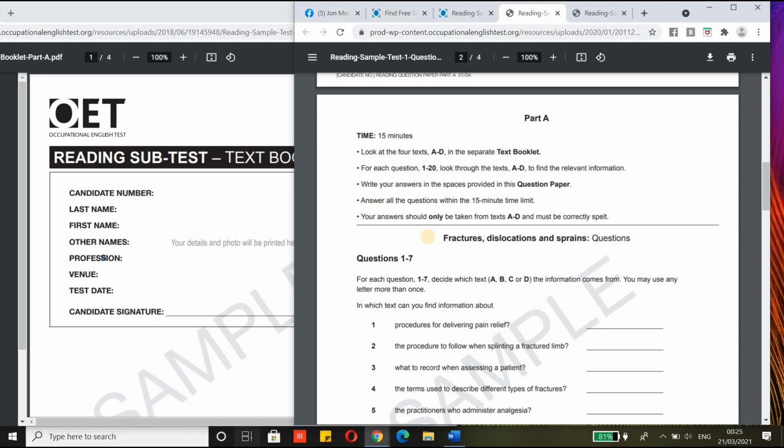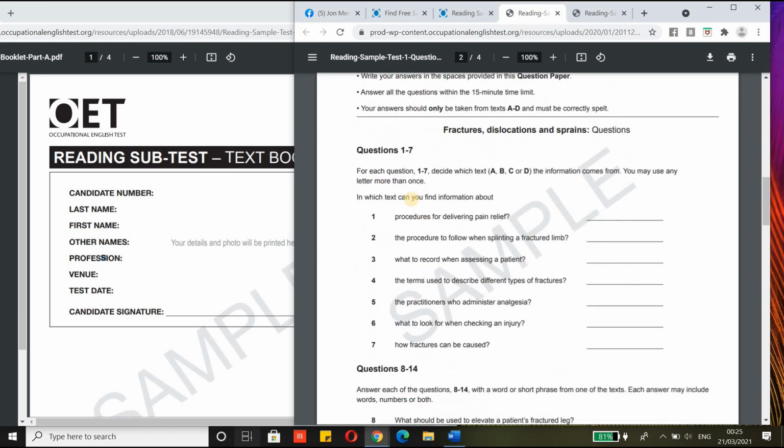As we can see, we have fractures, dislocations, and sprains as the topic, and we have questions 1 to 7. For each question 1 to 7, decide which text, A, B, C, or D, the information comes from. You may use any letter more than once. So let's begin. In which text can you find information about procedures for delivering pain relief?